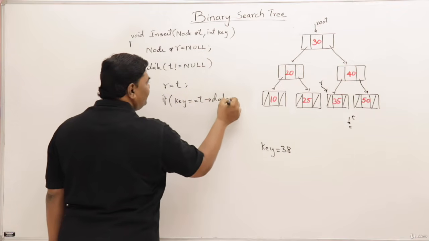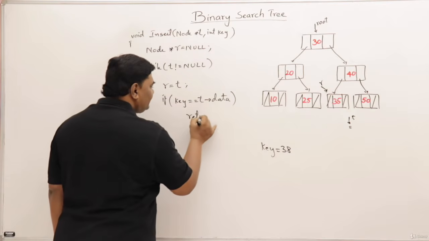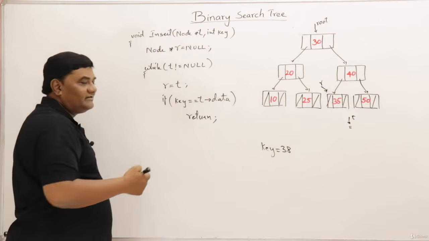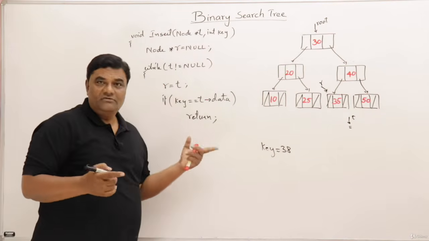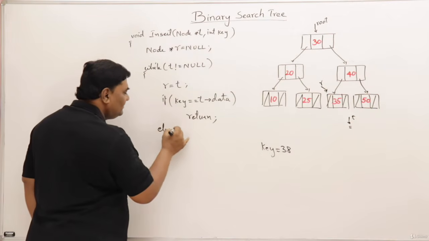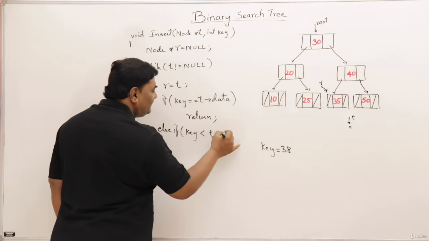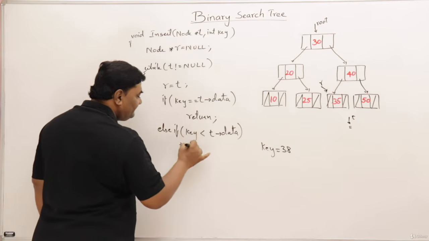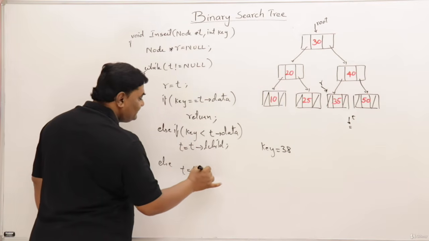If it is matching, means key element is already there. So don't do anything, just return. So even if you have void, you can say return. Return will just stop the function. If match is found, don't have to insert. Else, if key is less than T's data, then move T on left child, else move T upon right child.